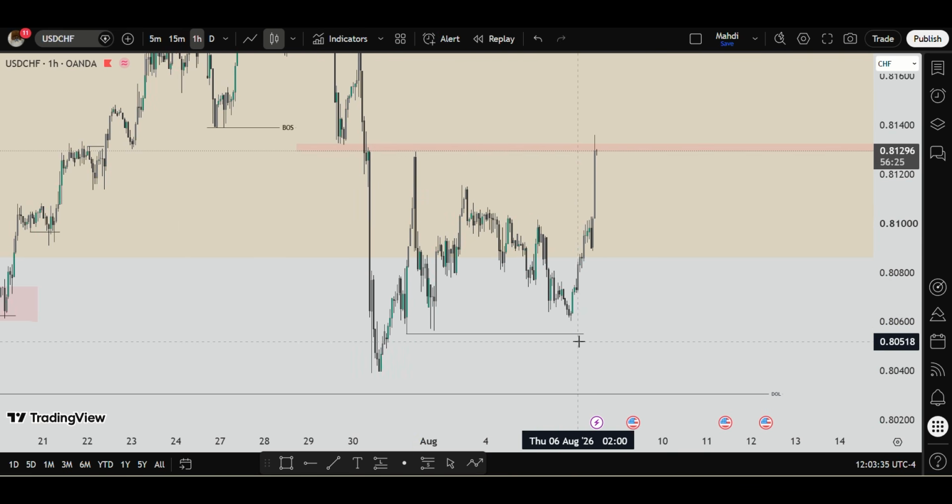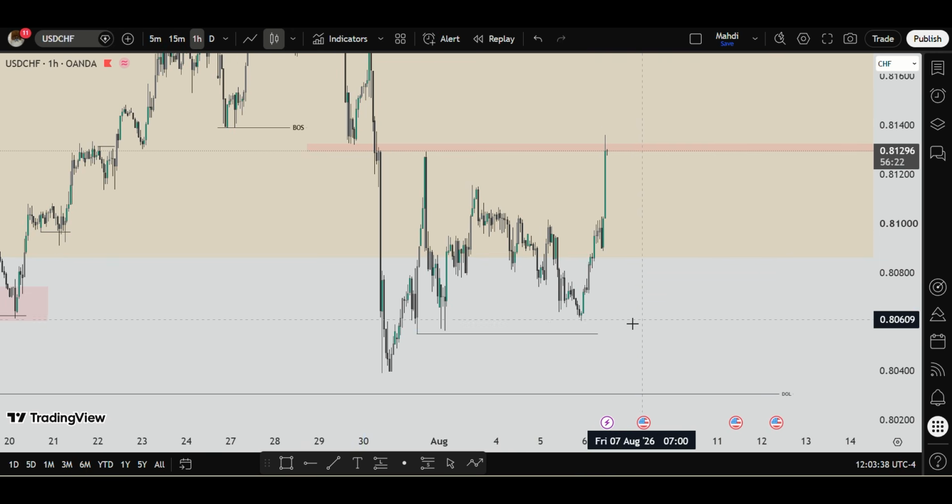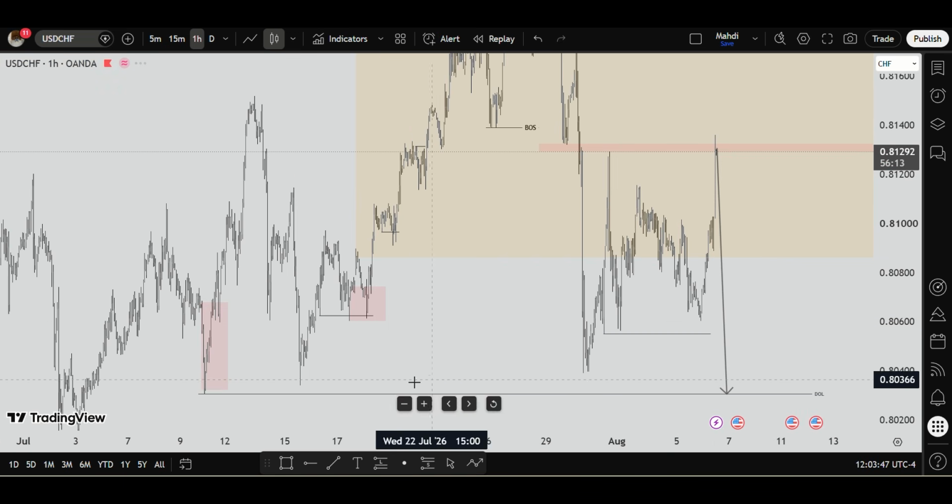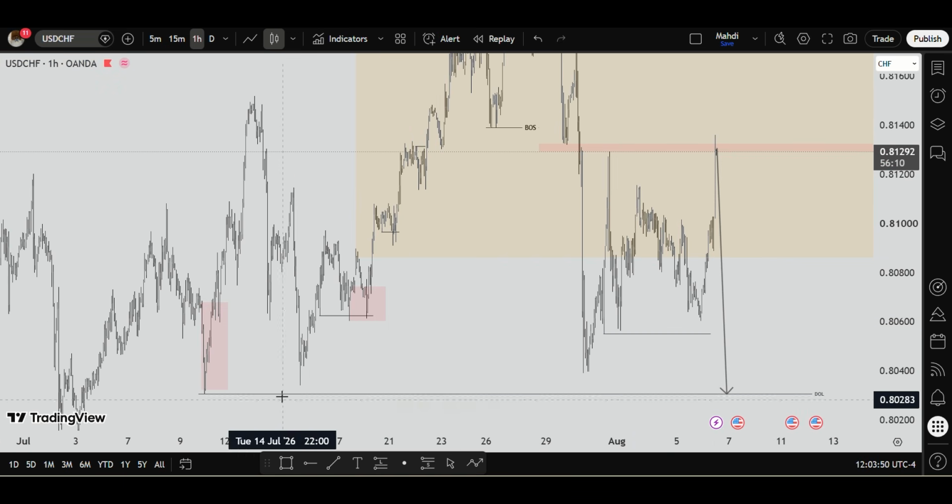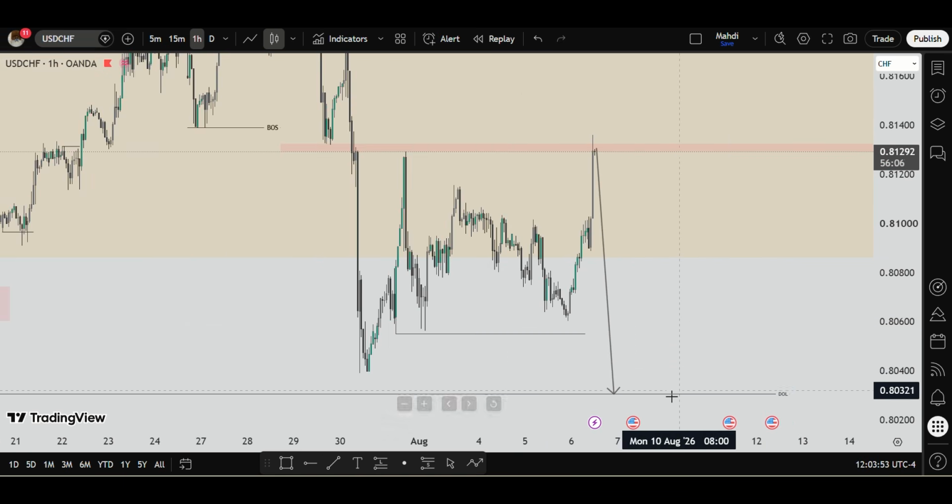And for tomorrow, what I think is that price for the NFP will push to the downside, taking these equal lows and these lows that are created at these levels. All of these liquidities will be cleaned by tomorrow's NFP.